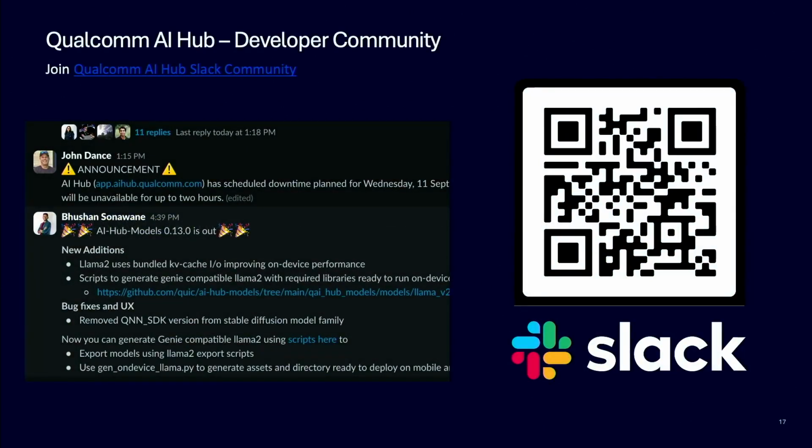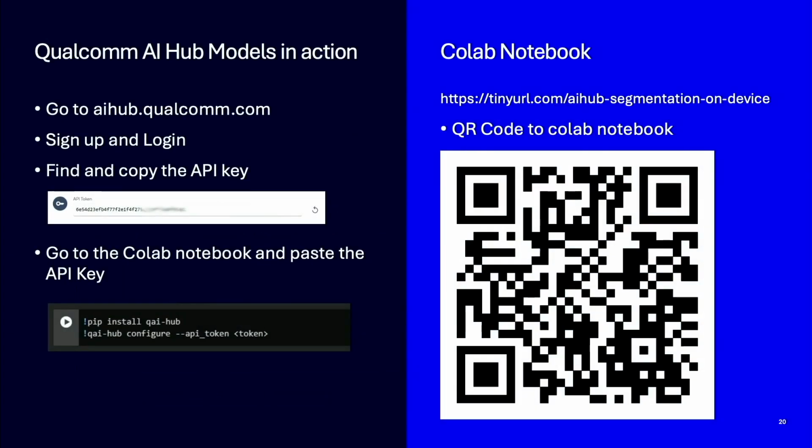So before we take a look at the demo, maybe you guys can scan the Colab Notebook's QR code. So this is the notebook I'm just going to be using to actually demo the whole workflow. And you can follow along because you have AI Hub accounts already.